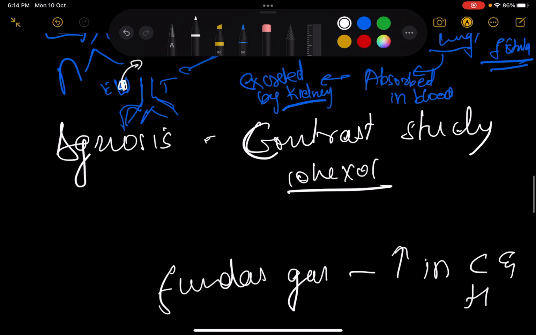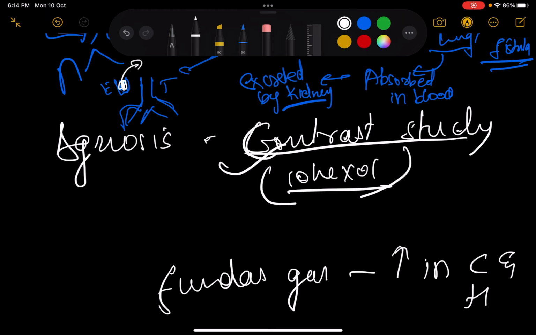All right. How do you want to diagnose this entire condition? The best way, or the most trusted for confirmation, is your contrast study. You put an iohexol dye, and you can see the contrast easily.